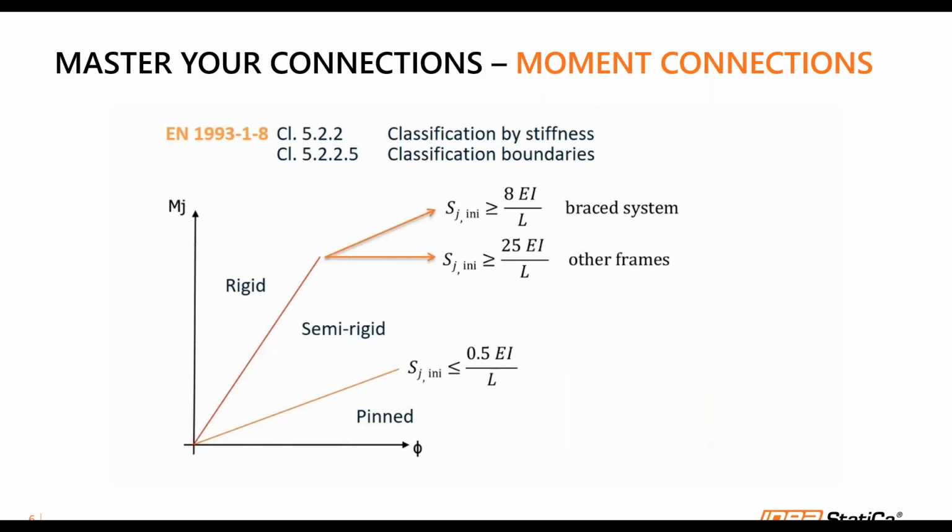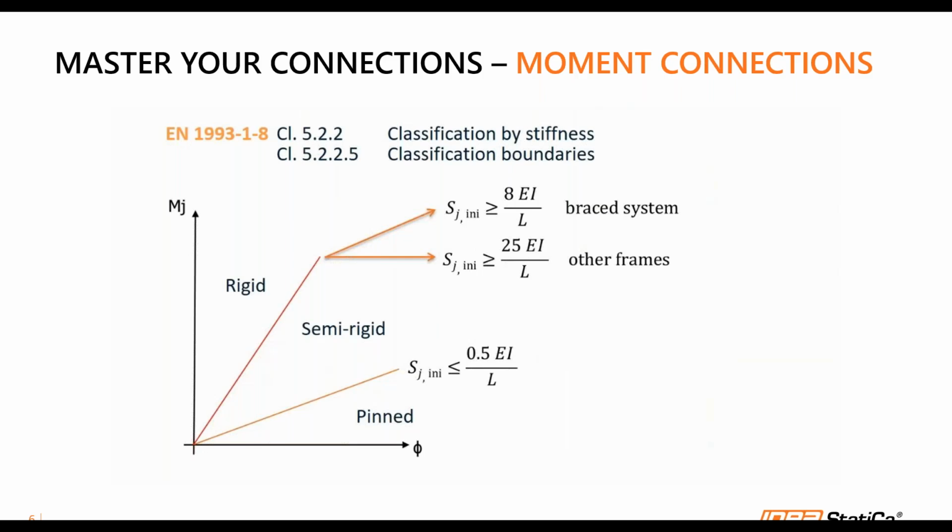How to classify the connection? Each steel connection can be classified or divided into three classes. The first one is pinned, the second one is semi-rigid, and the third one is rigid. That's where moment connections should belong to.